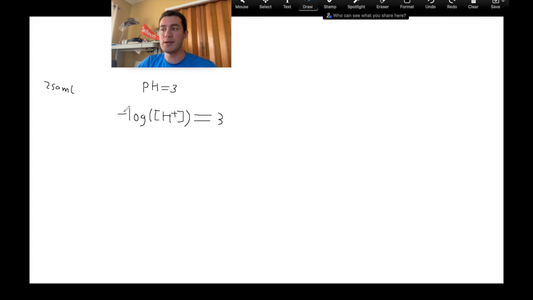What we're going to do is negate the log, so times it by -1 on both sides to get -3. And because this log is implied as log base 10, in order to get rid of the log, we actually have to raise it to the 10th power, like so. And we raise the other side to the 10th power. Hence, we're going to get our proton concentration.